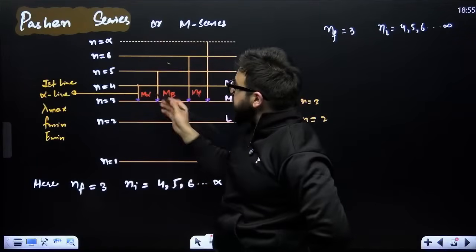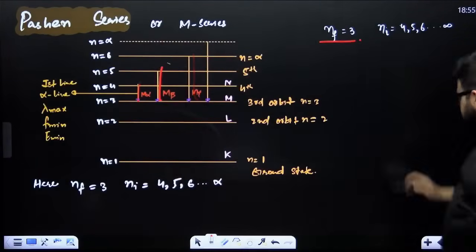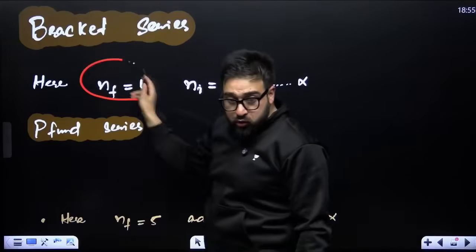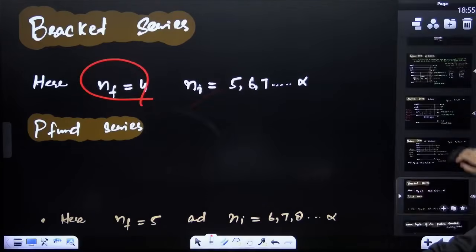In the Paschen series, the electron finally moves to the third orbit, so the final is third. In the Brackett series, the electron finally moves to the fourth orbit. And in the Pfund series, the electron finally moves to the fifth orbit.